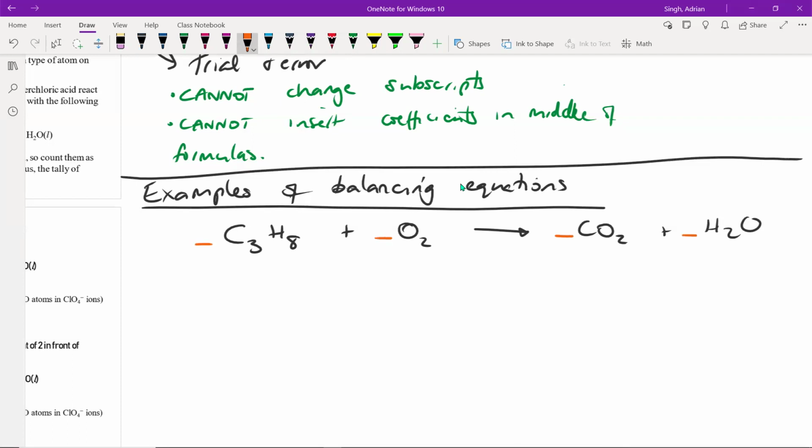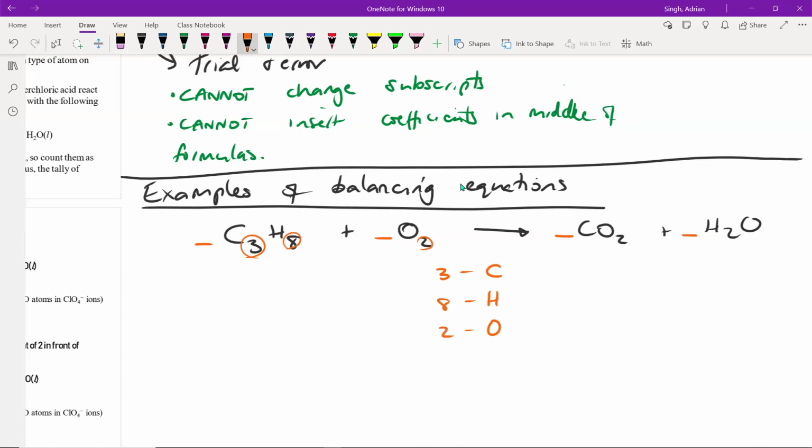And then what I like to do is I'll list the atoms that I have on both sides of the equation. So on the left side, I have carbon, H, and oxygens, and I should have carbons, H's, and O's on the right side as well, right? So you have to have the same types of atoms on both sides of the equation. So we're going to count. On the left side, I have 3 C's. On the left side, I have 8 H's. On the left side, I have 2 O's.